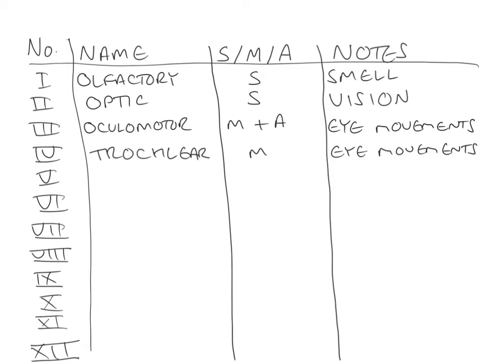Now, the fifth cranial nerve is a very large nerve indeed. When you're removing the brain, it's very obvious and you have to cut through it in order to remove the brain. And this is known as the trigeminal nerve. Now, the important thing to note in the name is that the word tri means three, and the trigeminal nerve has three major branches, each of which supplies different parts of the head.